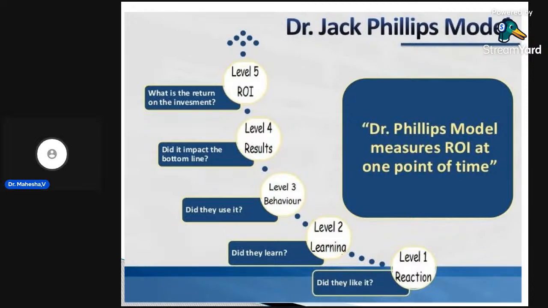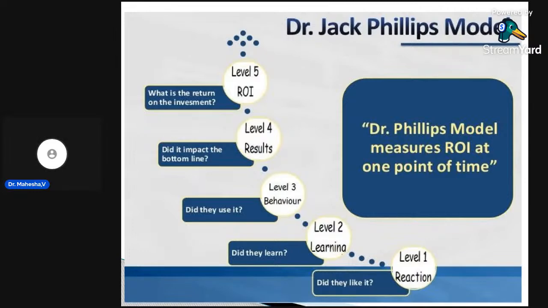We have Dr. Jack Phillips' model, to measure the ROI at one point of time. Level 1 reaction: did they like it? Level 2: did they learn? Level 3 behavior: did they use it? Level 4 results: did it impact the bottom line? Level 5: what is the return on the investment?